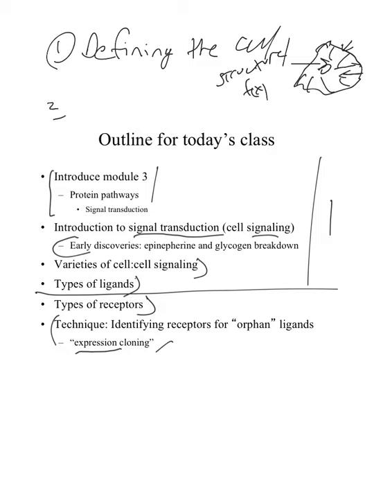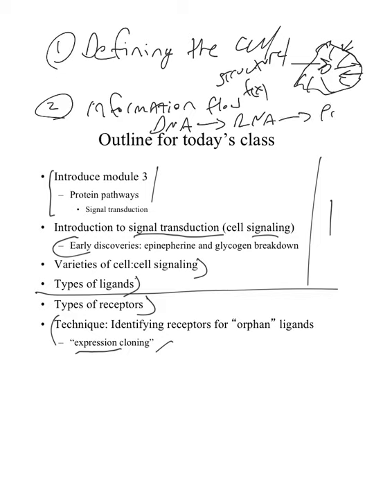Now, Unit 2 focused on information flow. So it was really organized around the central dogma. It covered the mechanisms of DNA transcribed into RNA translated into protein. And of course, we looked at replication of DNA as well. It really focused on how all of these steps are regulated.